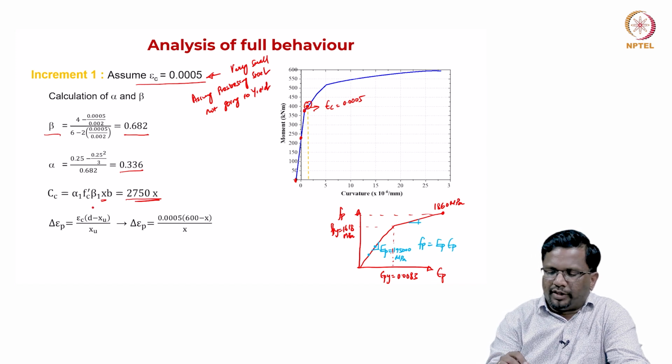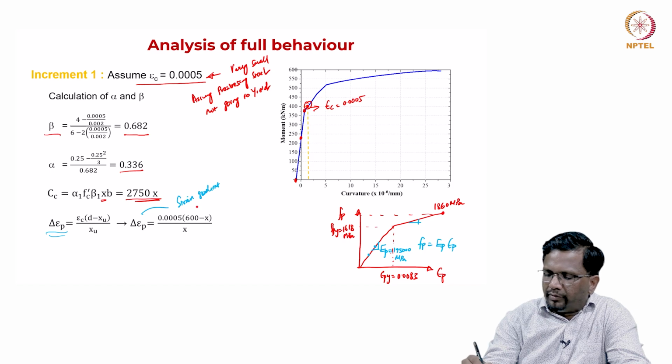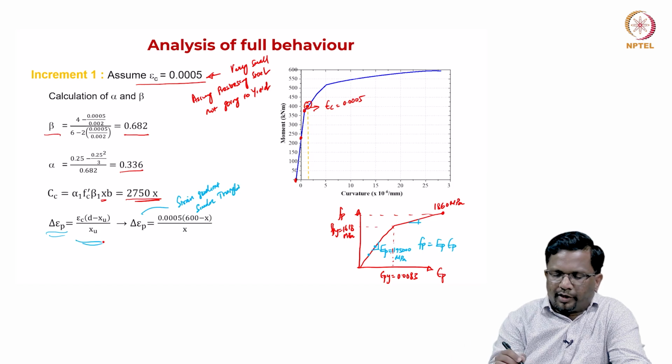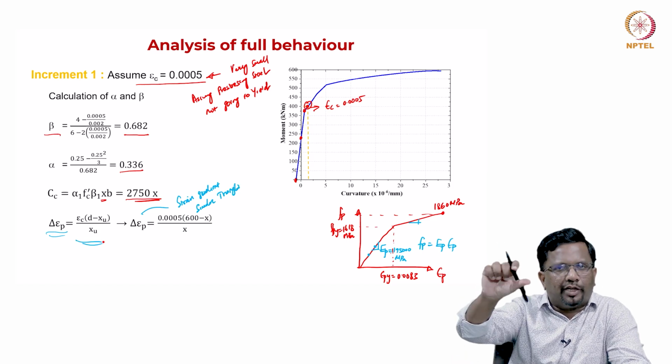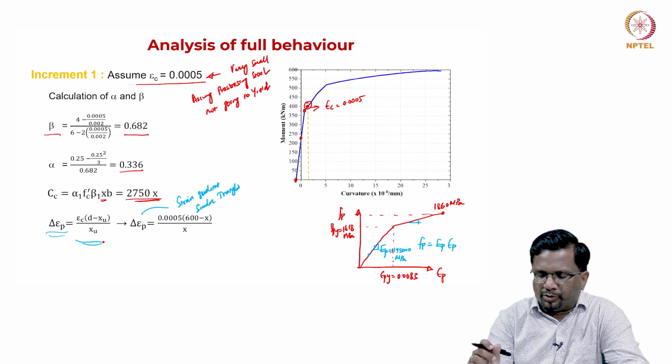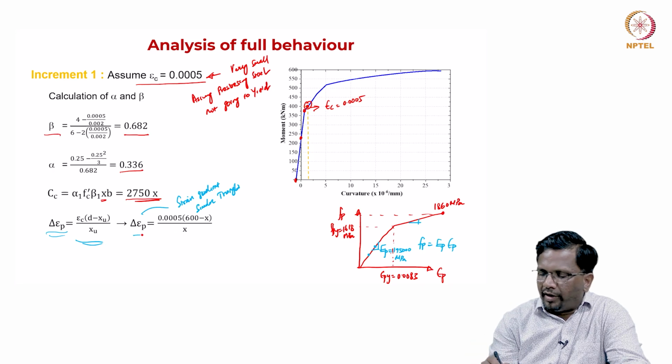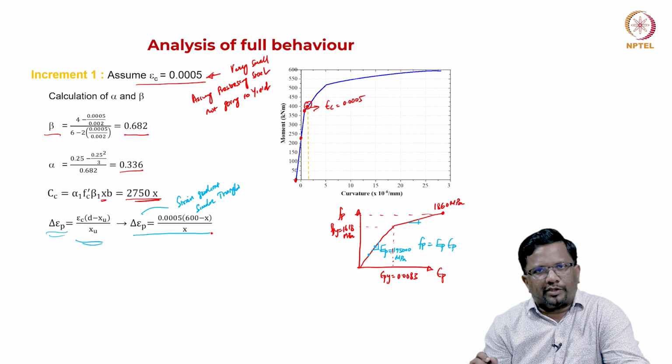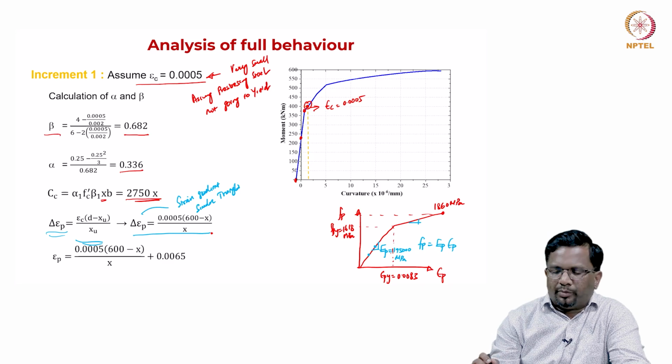So, here in this case I am going to say now from strain, this is from strain gradient, from similar triangle, I get this delta epsilon p, that is happening because of that epsilon c that I am assuming. So, again this can be expressed in terms of x. Now, what is epsilon p?